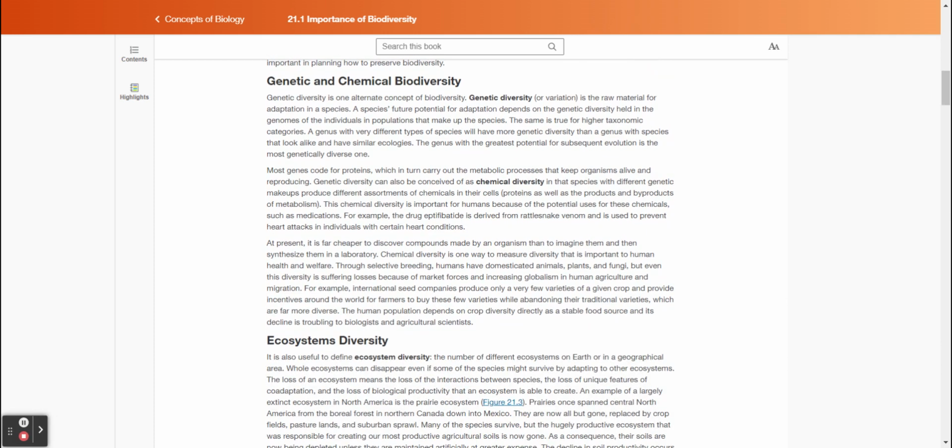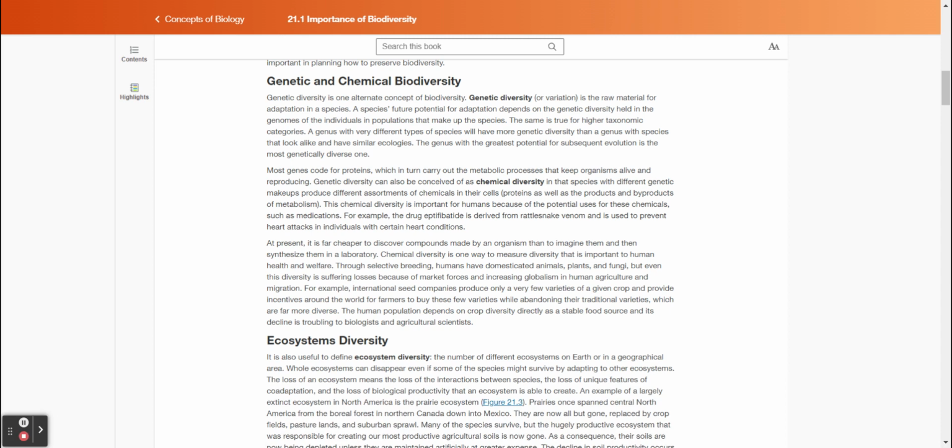Genetic and chemical biodiversity. Genetic diversity is one alternate concept of biodiversity. Genetic diversity, or variation, is the raw material for adaptation in a species. A species' future potential for adaptation depends on the genetic diversity held in the genomes of the individuals in populations that make up the species. The same is true for higher taxonomic categories. A genus with very different types of species will have more genetic diversity than a genus with species that look alike and have similar ecologies. The genus with the greatest potential for subsequent evolution is the most genetically diverse one.